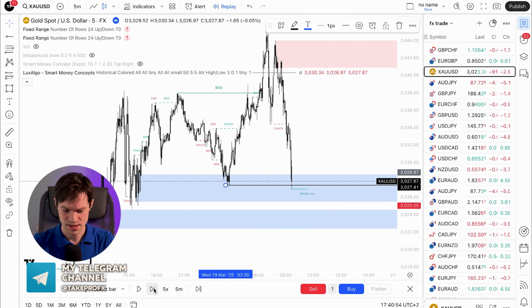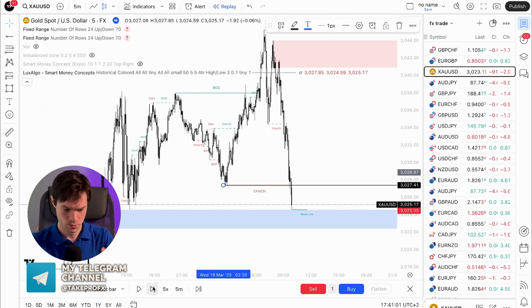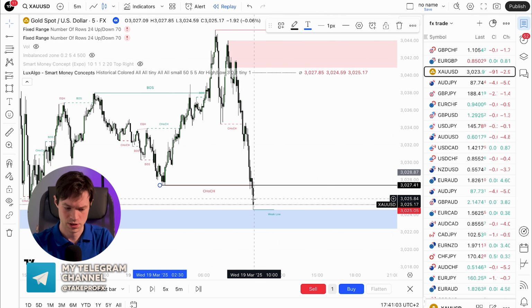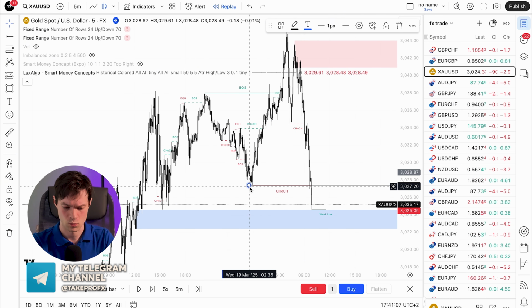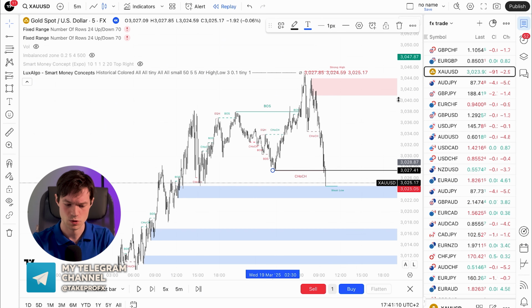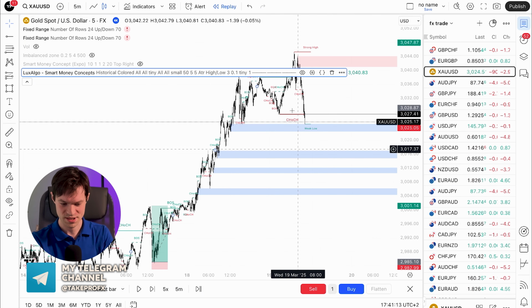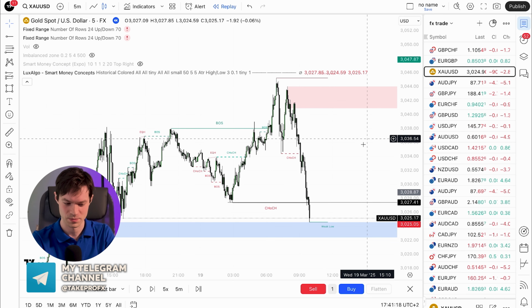I mean this chart at this moment, let's scroll through it a little bit. At this moment this chart looks maximally short-like, because we have updated the last valid minimum. And now we have the breakdown of structure. The stock market is turning around. Look at what the uptrend was before. Of course, people will be short in here. A huge number of people will be short in here.